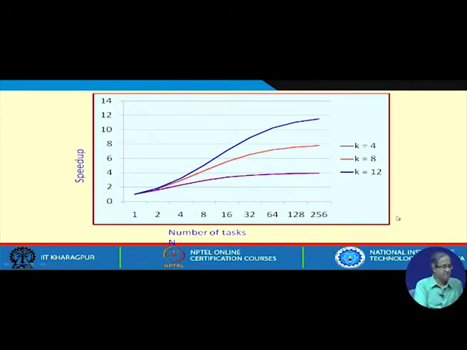So, this is just a graph I am showing. As you vary the number of tasks n along the x axis, I am computing the speed up for 3 cases, k equal to 4, k equal to 8 and k equal to 12. As you see, as the number n increases, the speed up also increases, but for a 4 stage pipeline it levels up to 4, it cannot cross 4. For 8 stages it levels to 8. For 12 stages it approaches 12. So, it can never cross 12. Okay. This is something you need to remember.